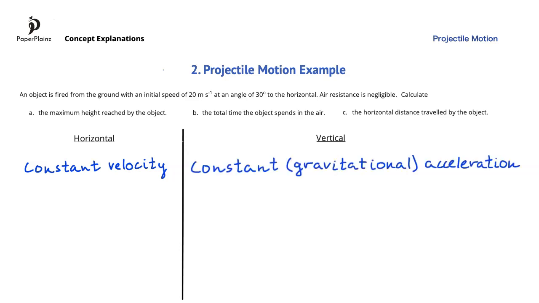For the horizontal constant velocity, we will use the equation v is equal to s over t, so our variables are sx, the horizontal distance traveled, vx, the horizontal speed, and t, time. Since vertically we have constant acceleration, we will use the Suvat equations. So here the variables are sy, the vertical distance traveled, uy, the initial vertical velocity, vy, the final vertical velocity, a, the acceleration, and t, time. Let's see which of these variables are given in the question.